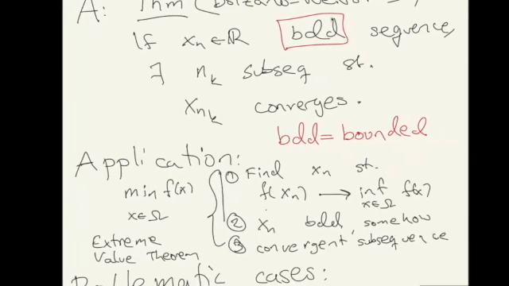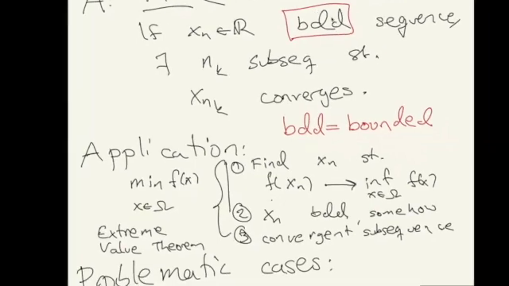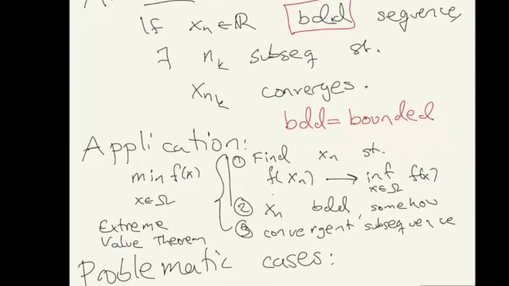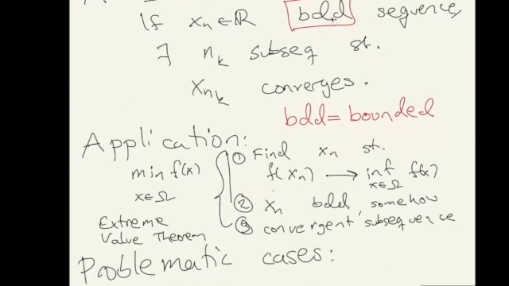Well, the general scheme of these proofs and algorithms that produce minimizers is to find some sequence xn such that the function values f of xn converge to the infimum. But we don't know that xn converges, so we want to apply Bolzano-Weierstrass, and usually the first step is proving that this sequence is somehow bounded. It doesn't go off to infinity. There is a secondary concern in some applications that it doesn't go to the boundary of omega, and this we'll discuss more next week.